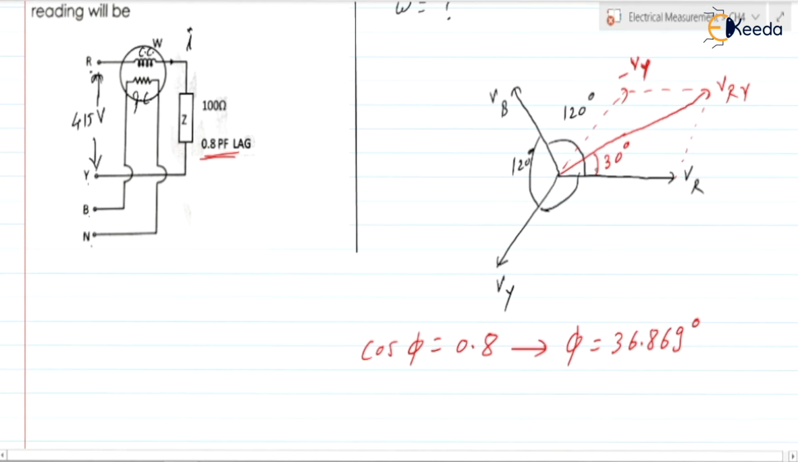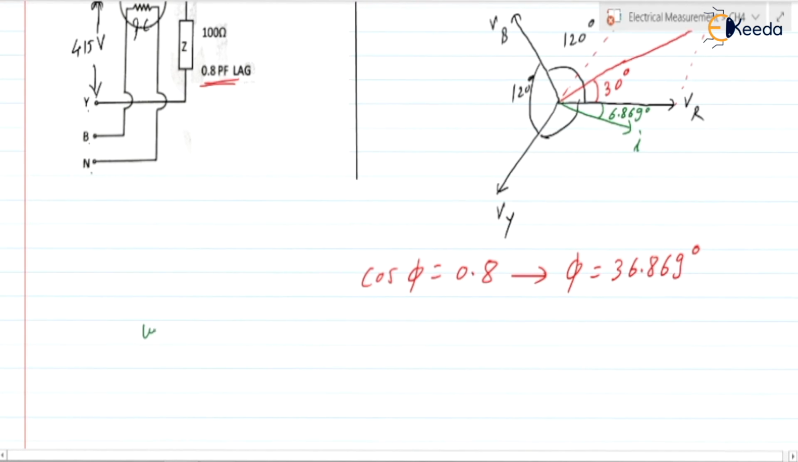So this is 30 degrees, and 36.869 means it will be like this. This is 30 degrees, and here it is 6.869. This current is I. Now as I said, the wattmeter reading is W, equal to what? It is VBN, that is nothing but VB into I into cos of the angle between VBN and I.